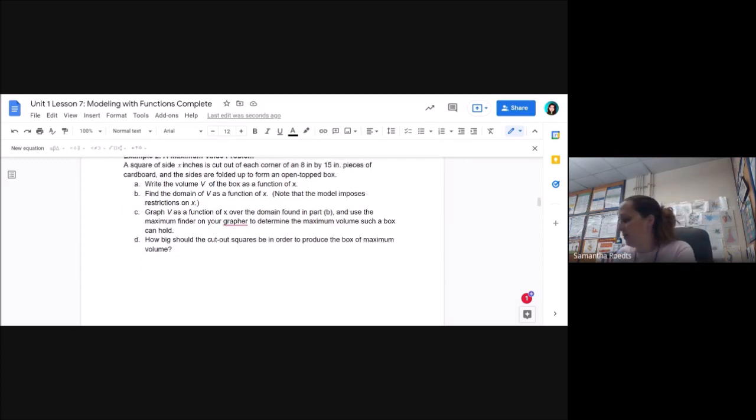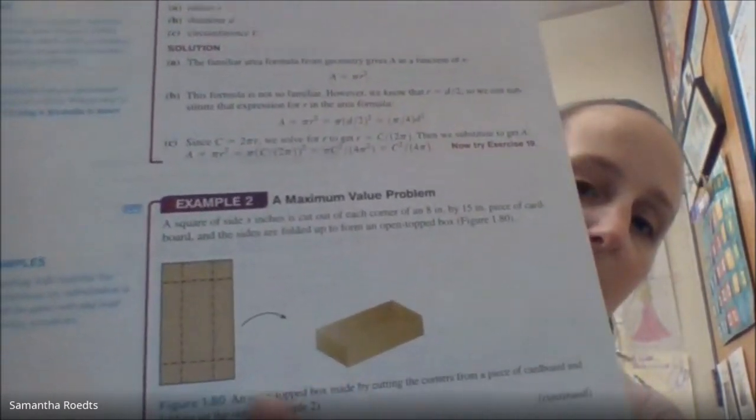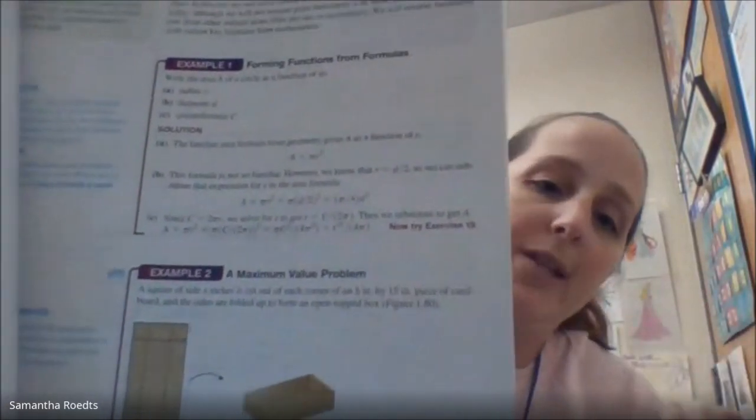Looking at this, if I'm looking at my book, this is what it looks like. This box is going to turn into this. So basically, I'm cutting out these little corners on the edge. And when I fold it up, if you were to put tape on it, it'll create that box. Just so we have an idea of what it looks like.